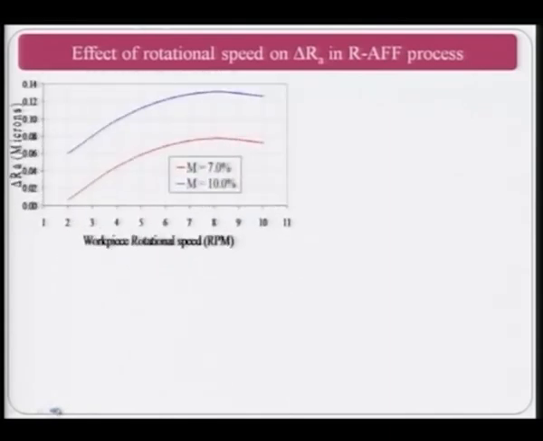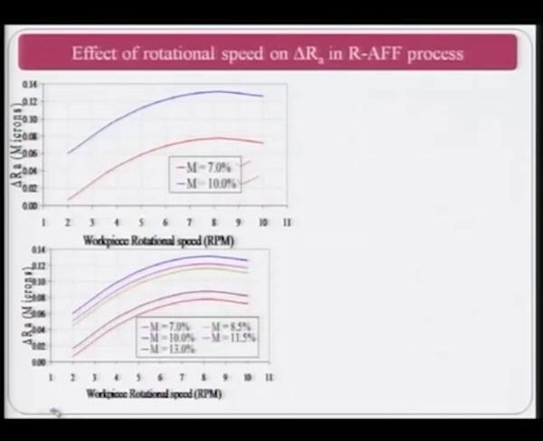You can see here the abscissa tells workpiece rotational speed in RPM, and on the ordinate you have delta Ra, that is the change in value in micrometer. In two cases, 7% plasticizer and 10% plasticizer, in both cases initially as RPM is increasing, delta Ra is increasing. Beyond a certain value of RPM, it slightly starts decreasing or becomes more or less stable. So there is an optimum RPM of the workpiece at which you get maximum delta Ra value.